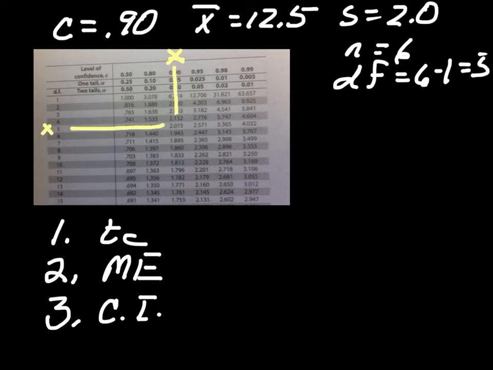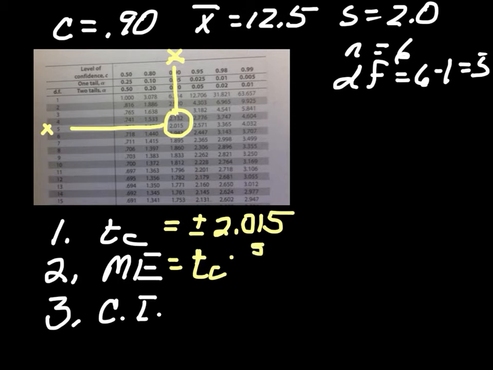And so if we run those down together, we're right here. And so we know our critical values are plus or minus 2.015. The margin of error is always equal to the critical values times, in this case, the sample standard deviation over the square root of n. Our sample size is small, so this is the proper formula.